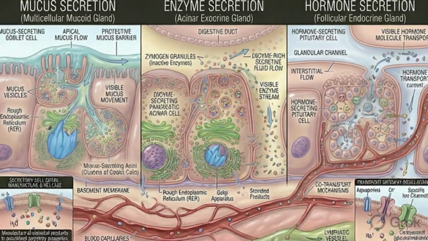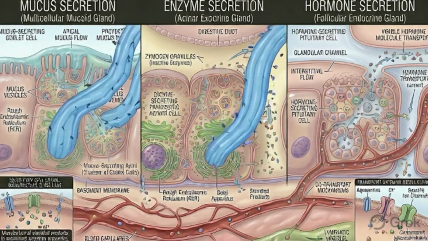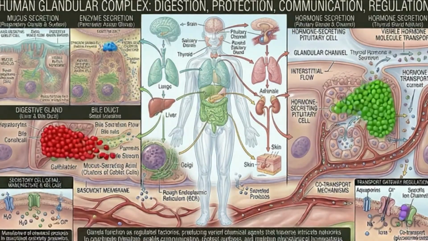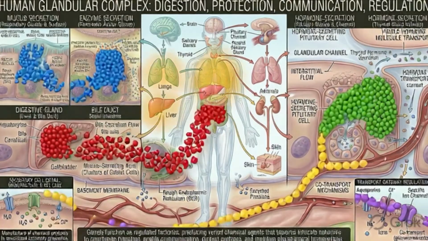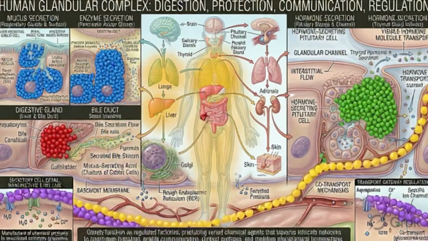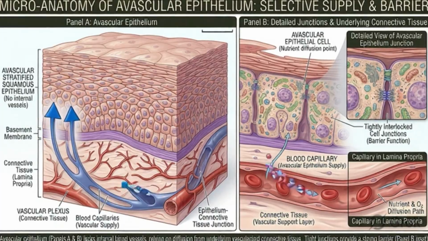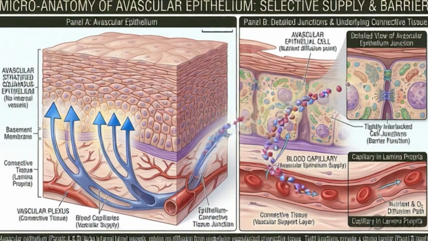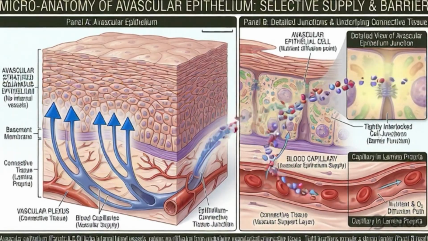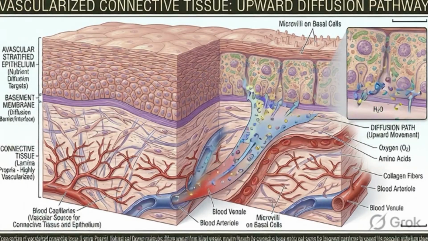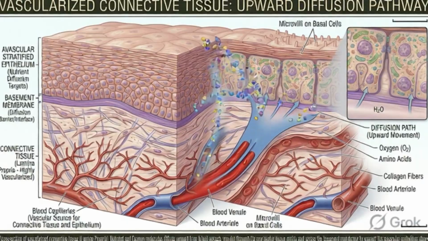In addition to covering and lining, some epithelial cells are specialized for secretion. They release substances such as mucus, digestive enzymes, and hormones onto surfaces or into ducts. These secretory epithelial cells are organized into structures called glands, which carry out vital chemical functions throughout the body.